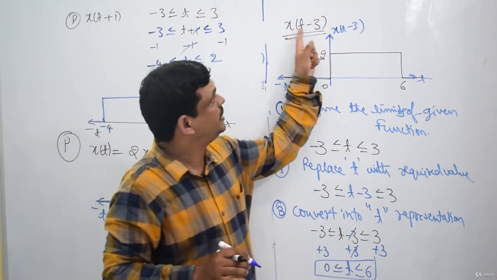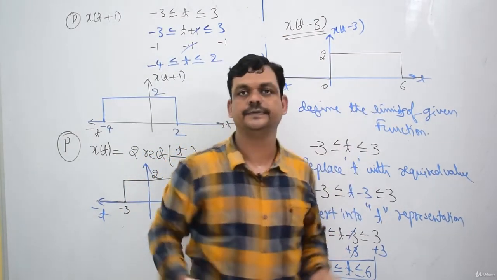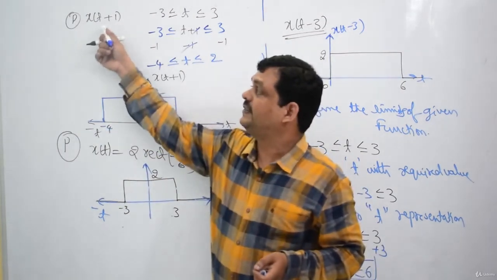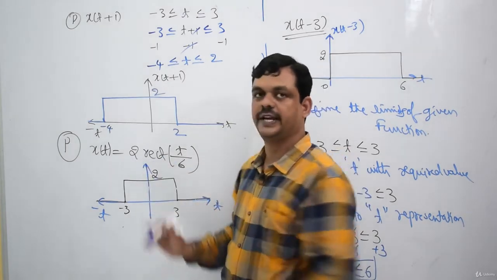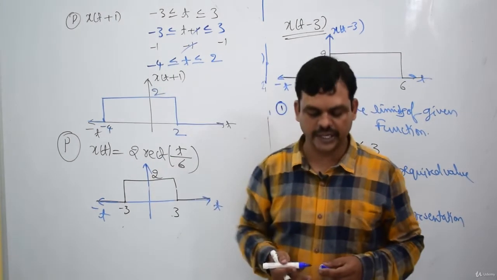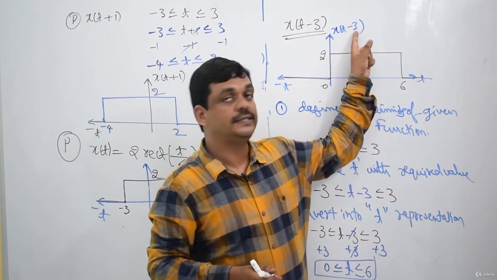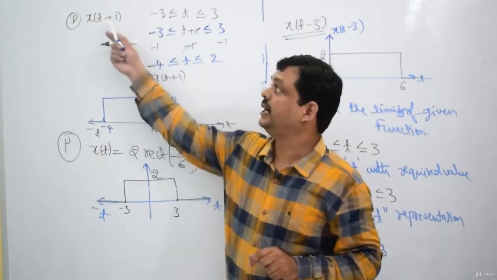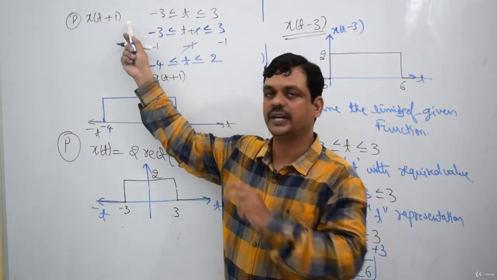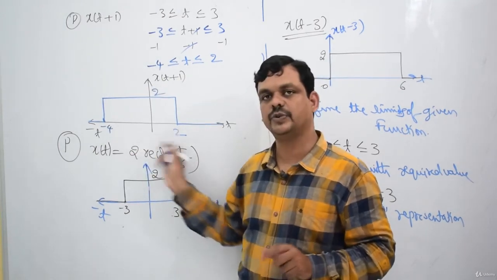I do the same here. In this case, x of t minus 3 is there. The complete rectangular function is shifted right side. Now here, x of t plus 1, this complete rectangular function is shifted left side. So these operations are also called time shifting operations. Minus constant, -3, this explains the right side shifting operation, and +1 or plus some constant, this explains the left side shifting operation, but the total time period should be the same.